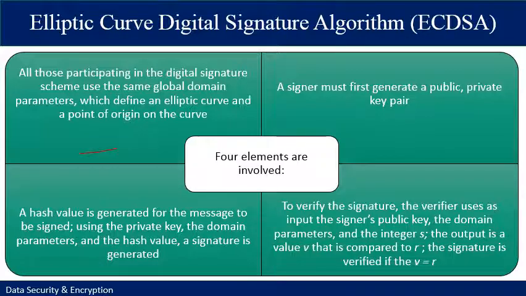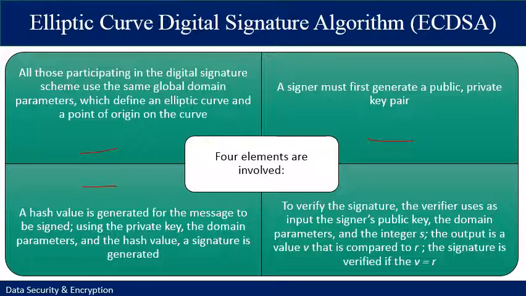So first of all, those participating in digital signature schemes use the same global domain parameters, which define an elliptic curve and a point of origin on the curve. Secondly, a signer must generate a public-private key pair. For the private key, the signer selects a random or pseudo-random number. Using that random number and the point of origin, the signer computes another point on the elliptic curve. This is the signer's public key.